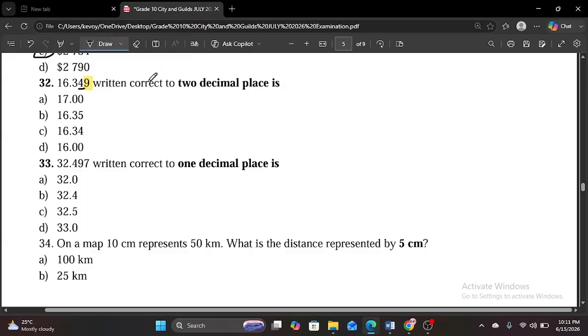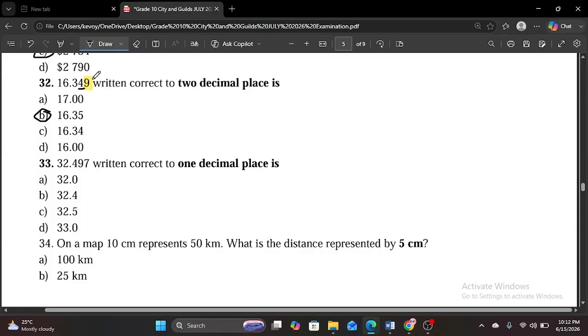So if we round that digit to the second decimal place, because the 9 is greater than 5, we're going to round up. So that's going to be 16.35. So second decimal place means that you have two digits that come after your decimal point. All right, so 16.35, we round up because that 9 is greater than 5.